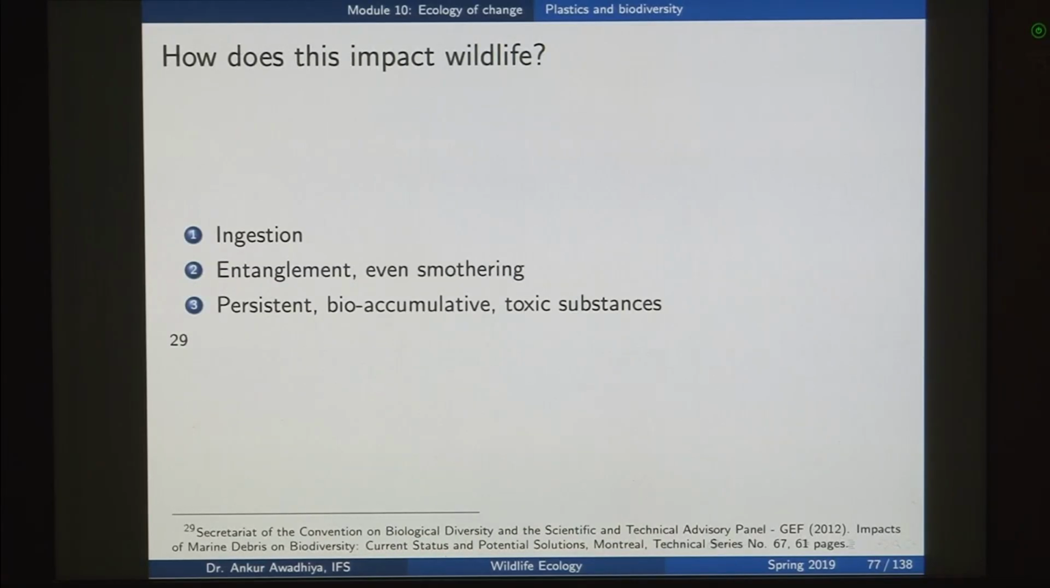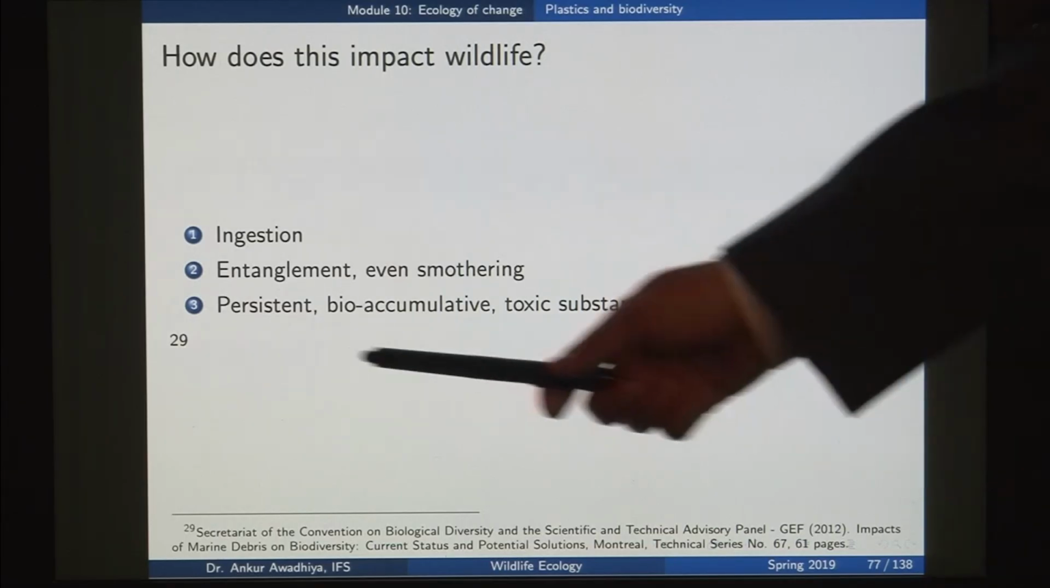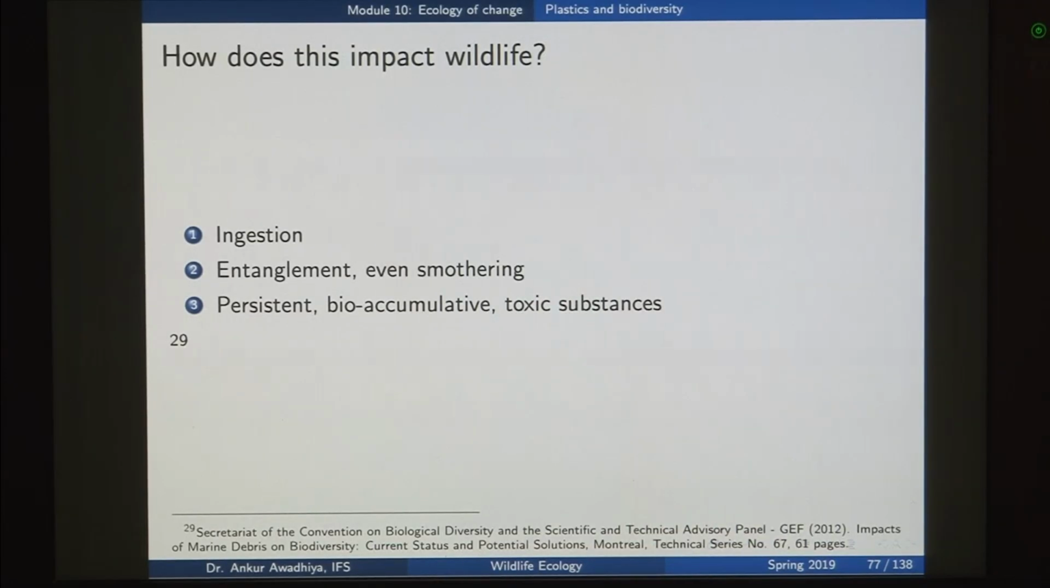Now, besides ingestion and entanglement, there are also a number of persistent bioaccumulative toxic substances that are there in the plastics. Now, persistent means that these chemicals will remain in the system for a very long time.